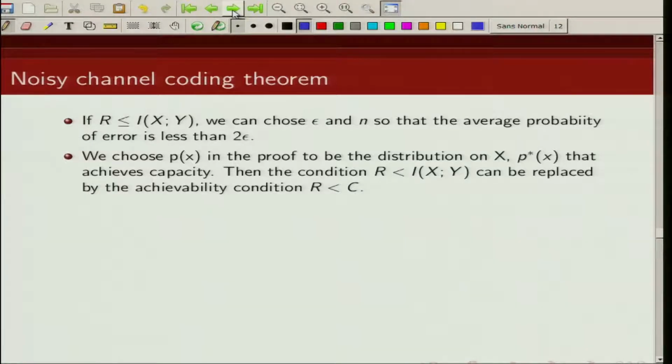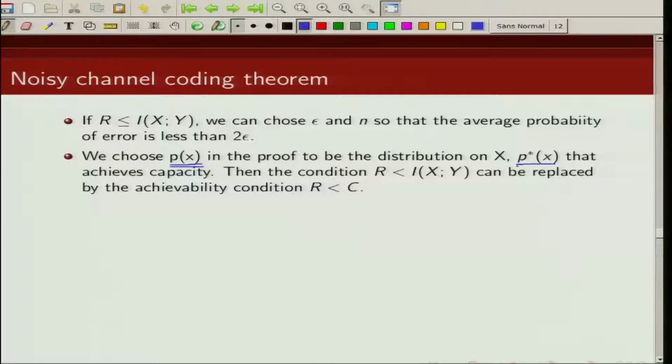Now we can choose our P of x. Remember, we were generating our code words using this distribution P of x. Now we can choose our P of x such that it maximizes mutual information. So we can choose a distribution, I am calling it P star x, that will achieve capacity. Then the condition R is less than mutual information can be replaced by the condition that R is less than capacity.